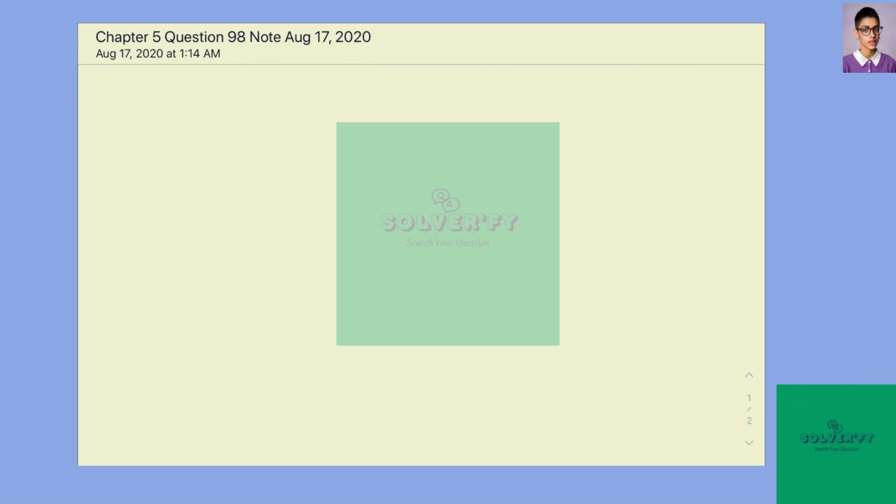Alright, so for this problem, they are wanting us to find milliliters of bubbles at standard temperature and pressure. But before we can find it at standard temperature and pressure, we first need to find it at the conditions that they gave us.